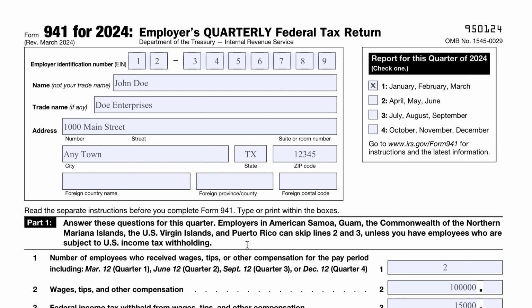Again, we go over a little bit more in depth, including frequently asked questions in our article. So you can check out the link in the show notes, or you can go to teachmepersonalfinance.com, type in IRS Form 941, and you'll see the article there.